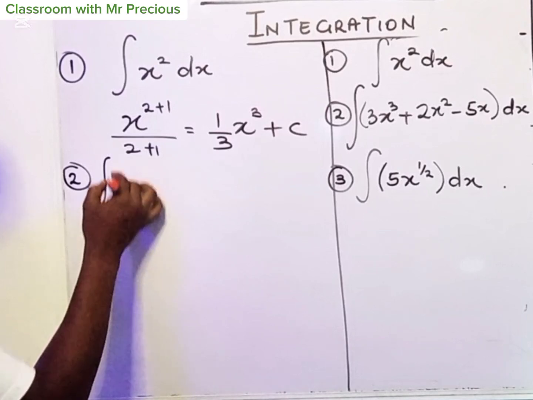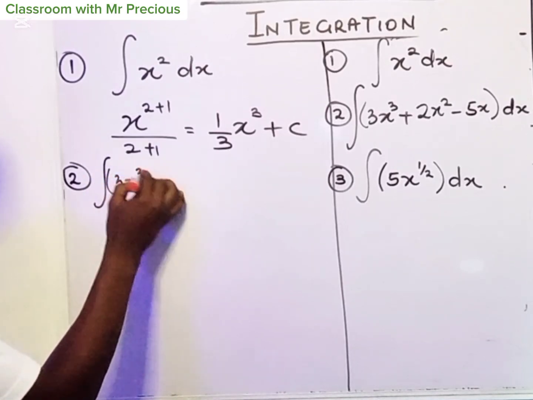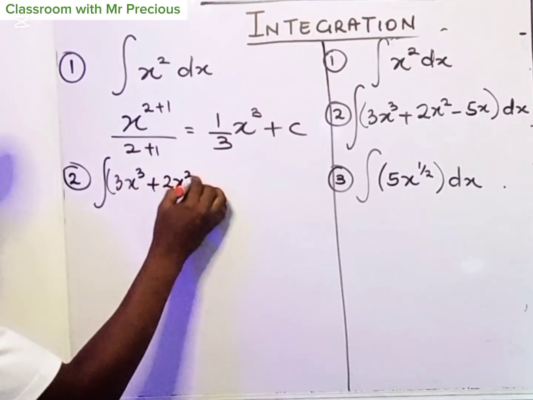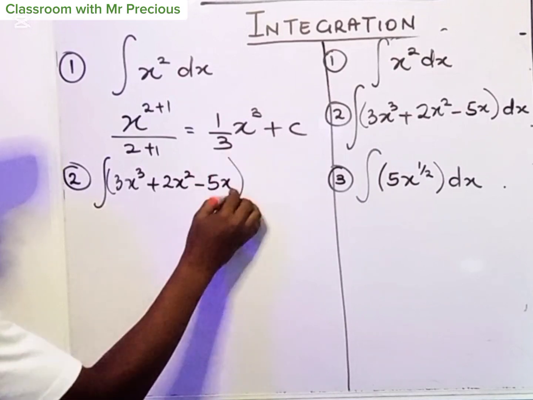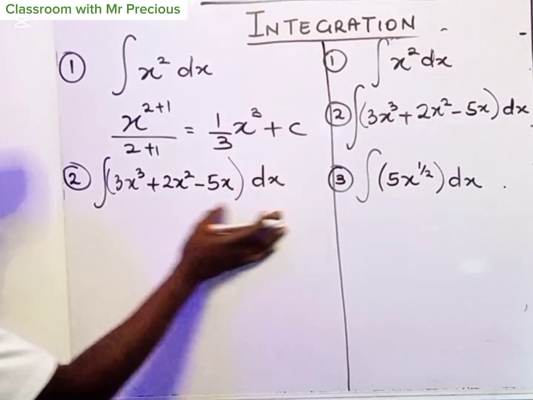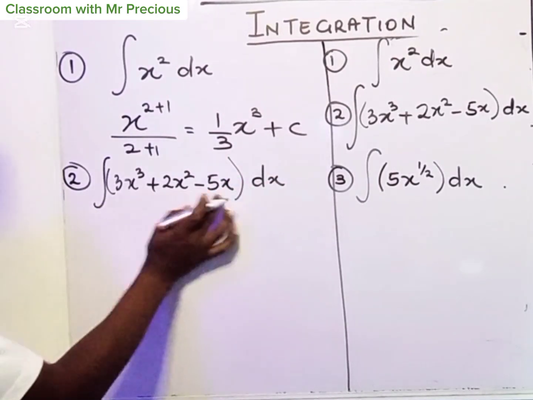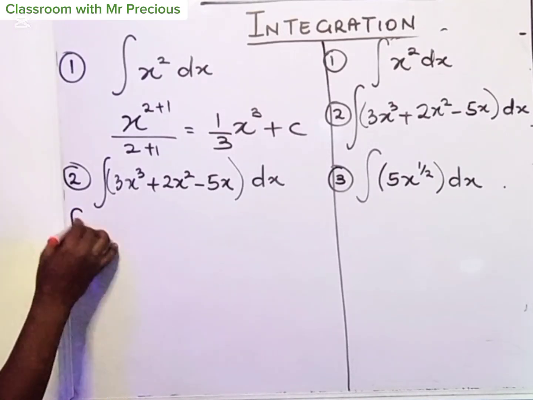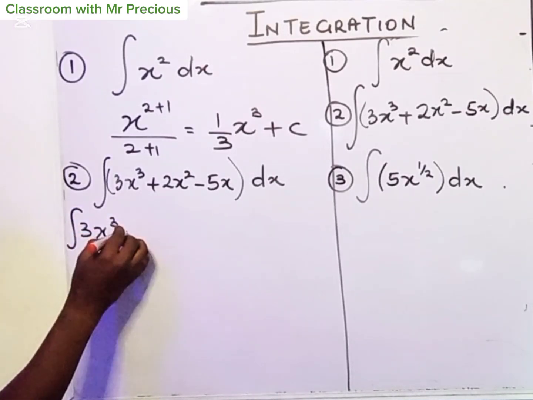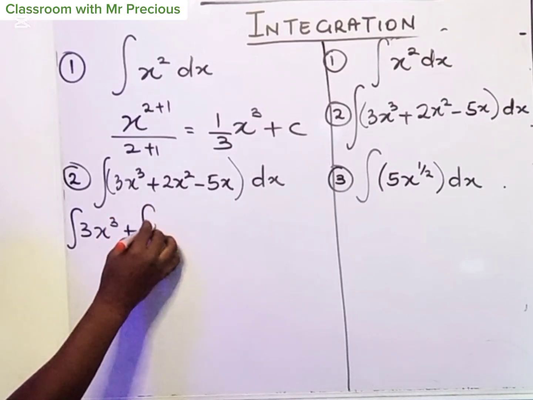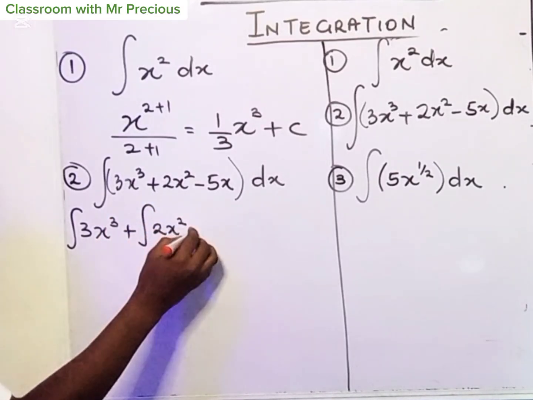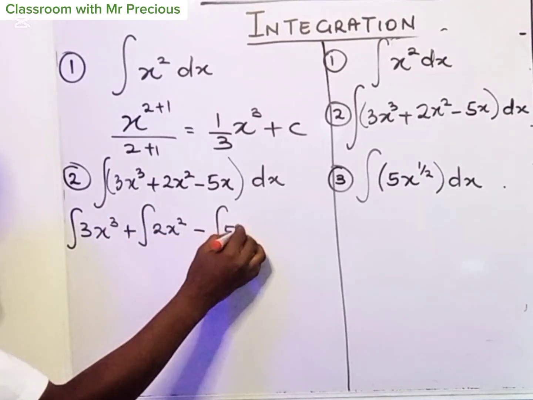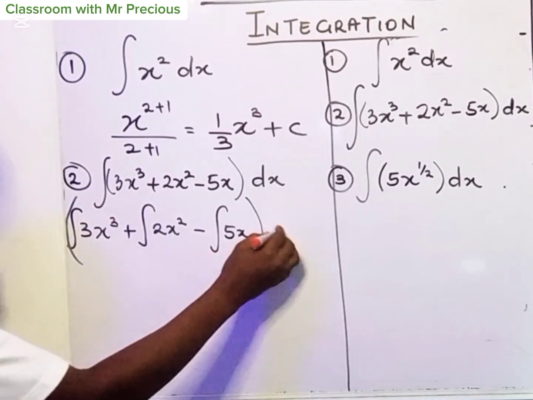Look at the other one. We have the integral of 3x cubed plus 2x squared minus 5x with respect to x. So when you have something like this, you can easily take them one after the other. Something like this: the integral of 3x cubed, plus the integral of 2x squared, minus the integral of 5x. All of them are with respect to x.